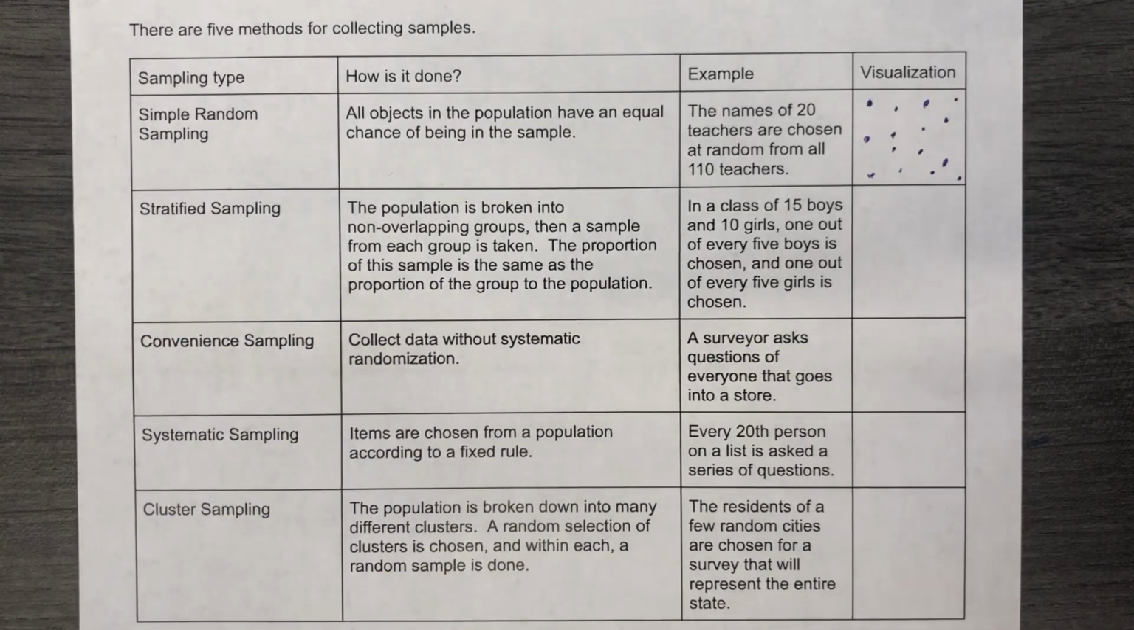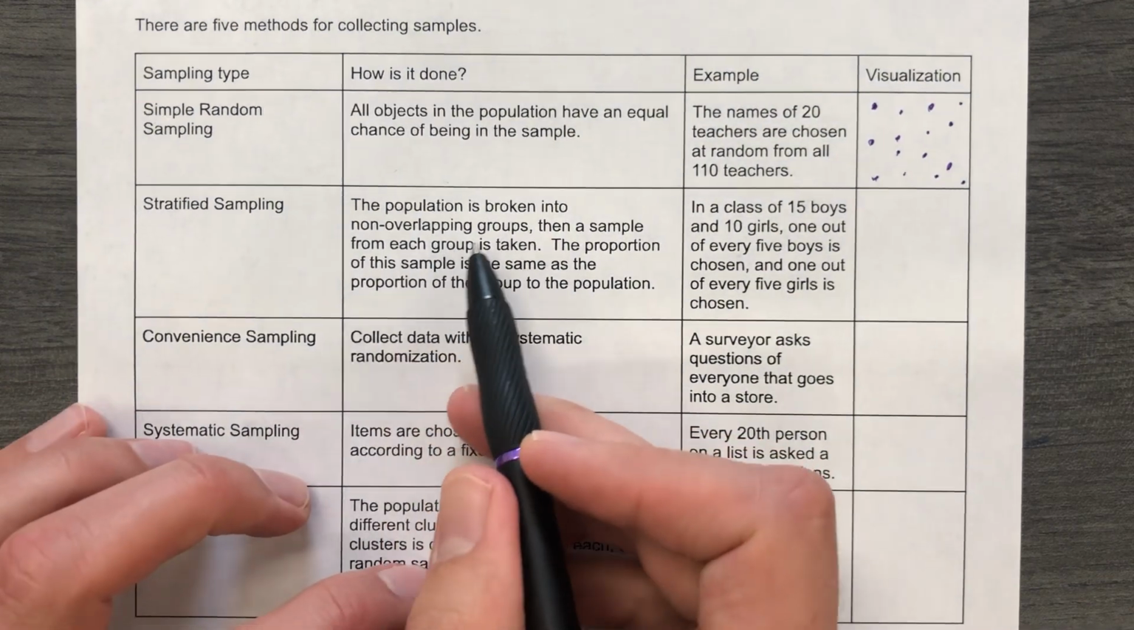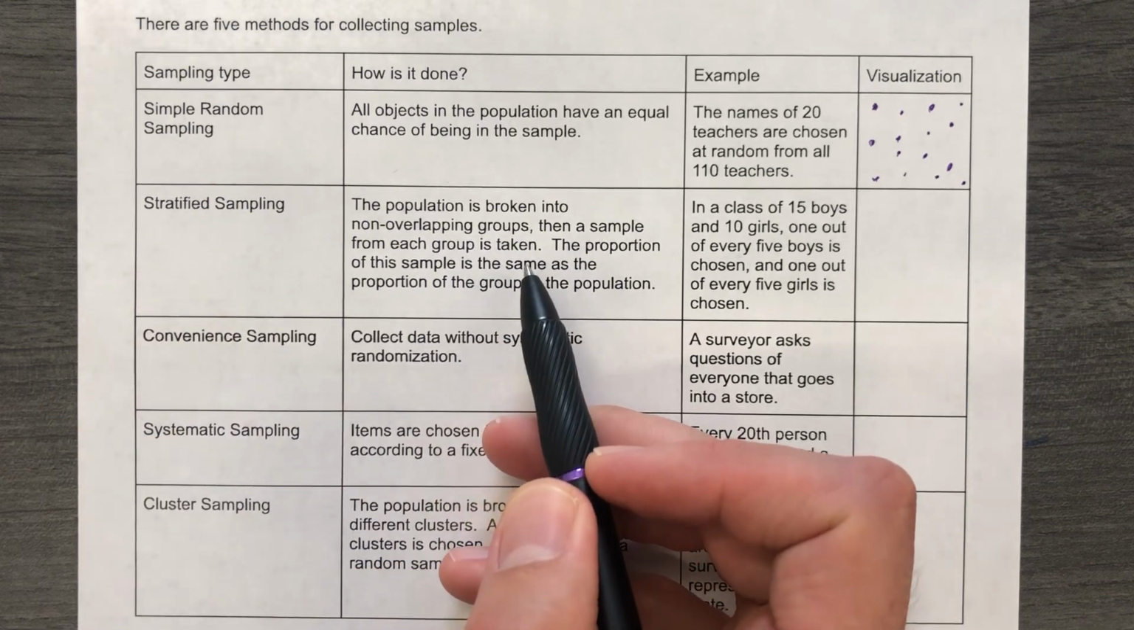Okay? Stratified, a little bit different. This one gets a little confusing sometimes and mixed up with cluster sampling. I'll make a distinction between the two. The population is broken into non-overlapping groups, then a sample from each group is taken.